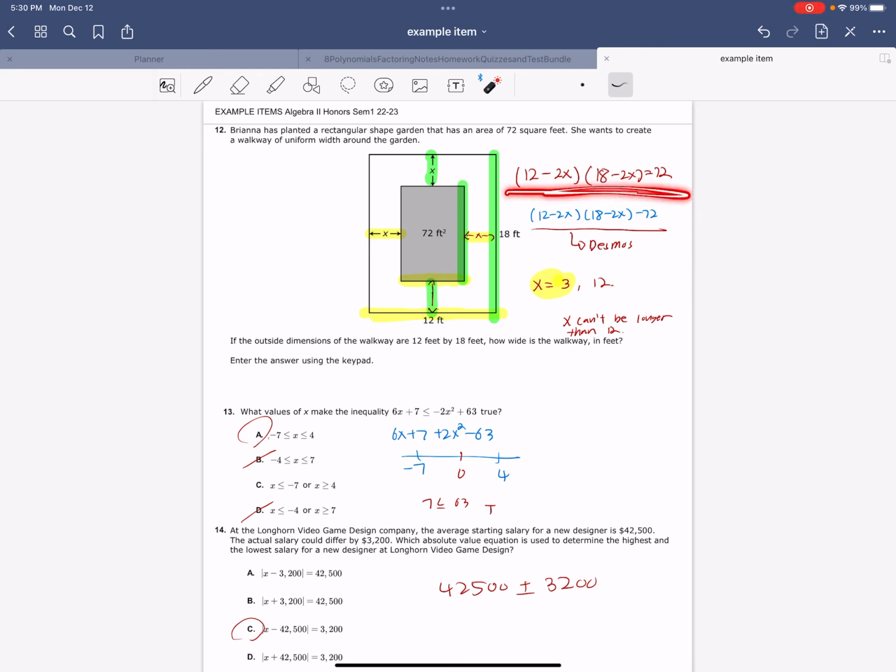And you put this one into decimals, like that. And then, yeah, you get x equals 3 or 12. And x cannot be equal to 12, because here 3 is 12. How could this one be 12, right? So these two are 3 each.